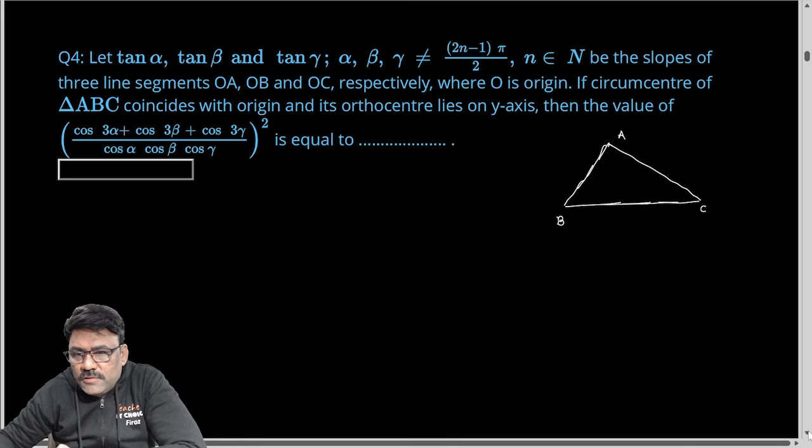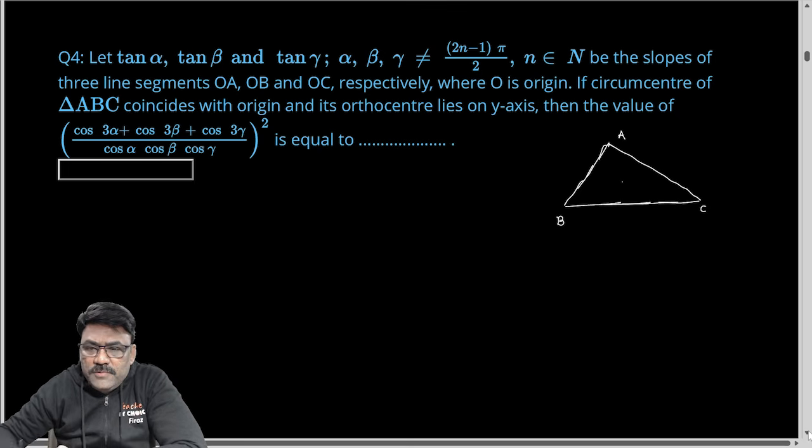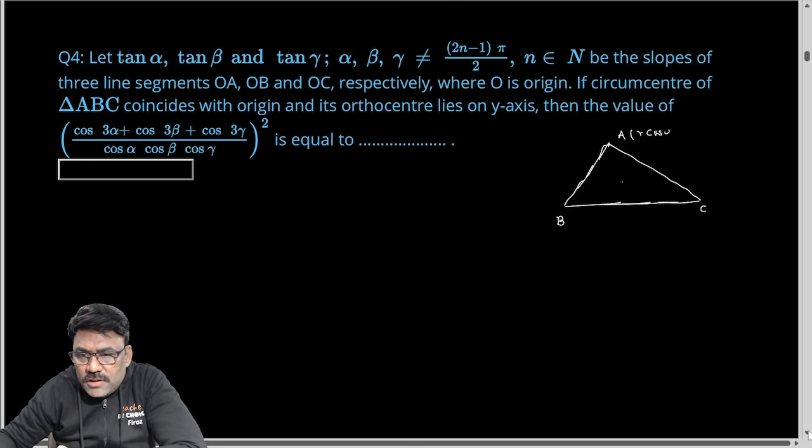Since the circumcenter of the triangle is at the origin, the vertices are equidistant from the origin. Let's say the vertices are at a distance of r units from the origin. That means these vertices A, B, C lie on a circle with center at origin, radius r. And they have given that the slopes of OA, OB, OC are tan alpha, tan beta, tan gamma. So I can take this point A as r cos alpha, r sin alpha.